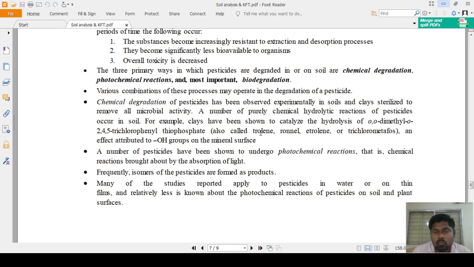You do not need to remember the name. The short form is called Ronnel, also known as Fenchlorphos or trichlorometaphos. That is in effect attributed to OH groups.